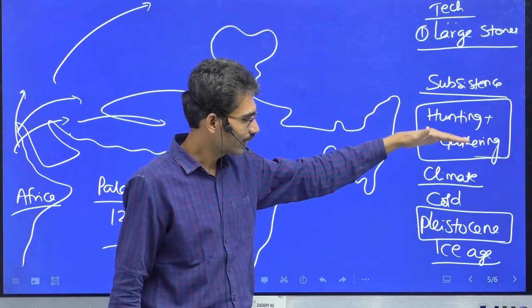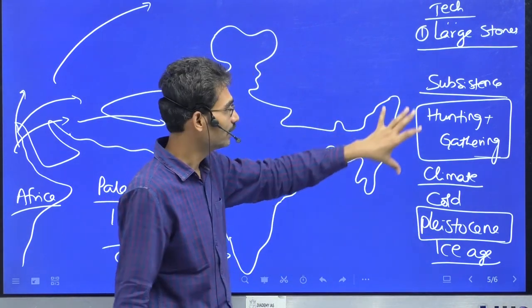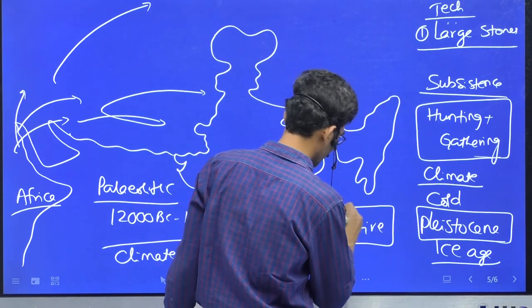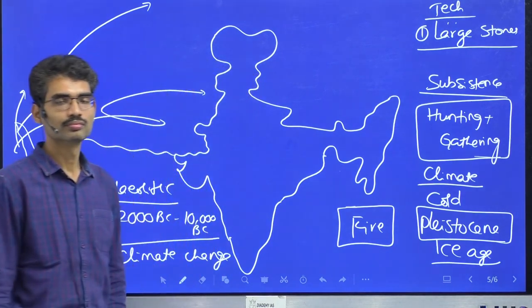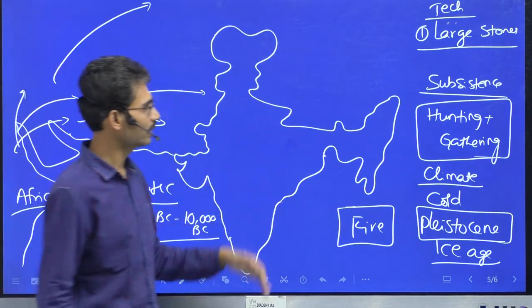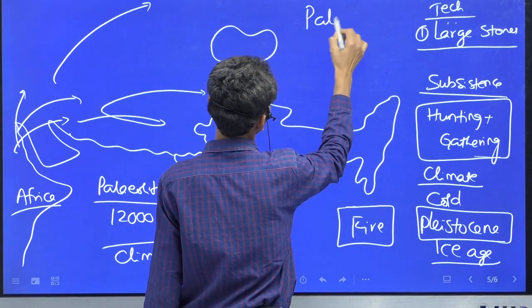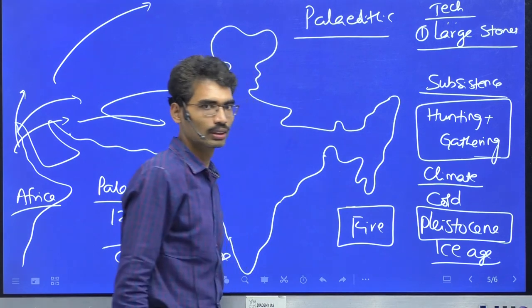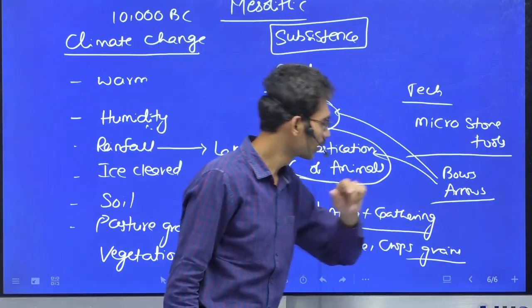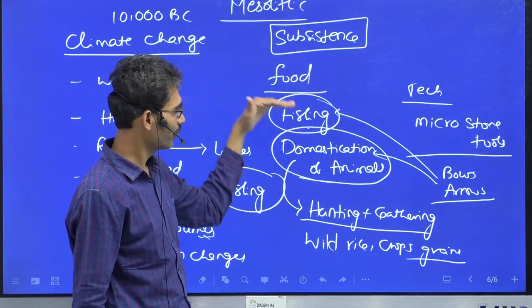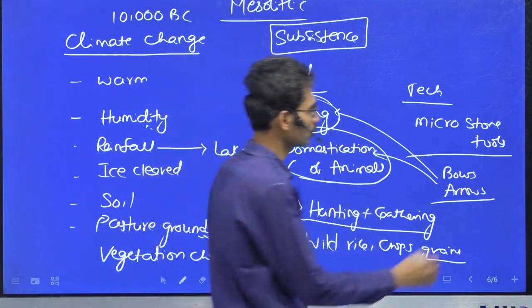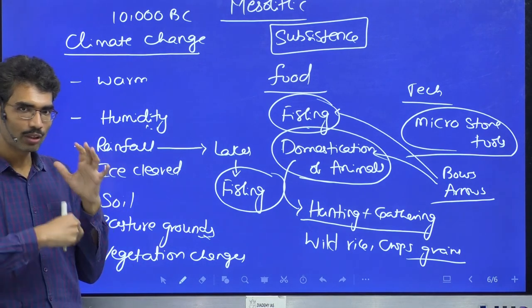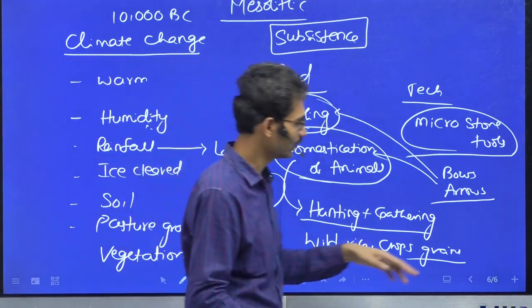From large stone tools, hunting, gathering, Pleistocene. And this was also the age they invented fire. So fire is Paleolithic. This is how. Now when it comes to Mesolithic age: fishing, domestication, micro stone tools. These are the developments that happened during the Mesolithic time period.